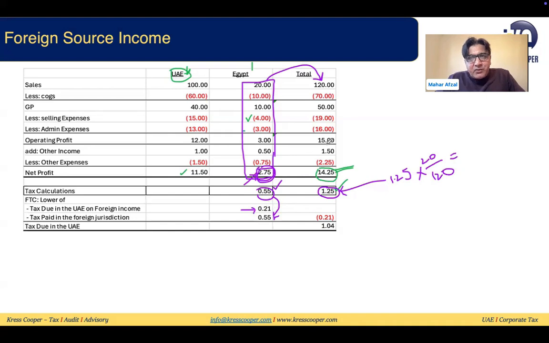How have we calculated? We calculated the UAE tax, then we applied the weighted average technique. After this, we arrive at the tax due on the foreign source income in the UAE. This is the tax paid outside the UAE. The lower of the two, you can claim, which is 0.25. The remaining amount you will be liable to pay to the Federal Tax Authority.